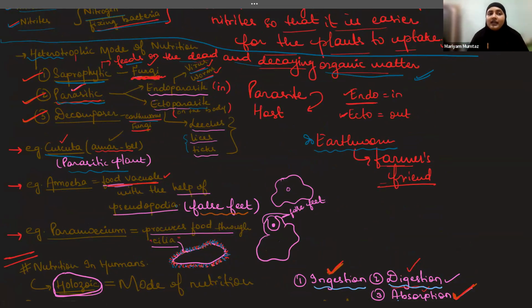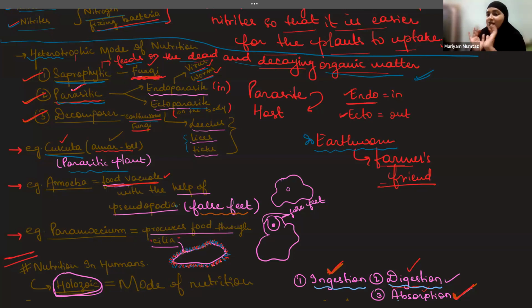Okay. And apart from that, have you ever heard about the Venus flytrap? The plant that looks like this, whenever an insect sits, it closes. Yes, ma'am. Yeah, that is a heterotrophic plant.